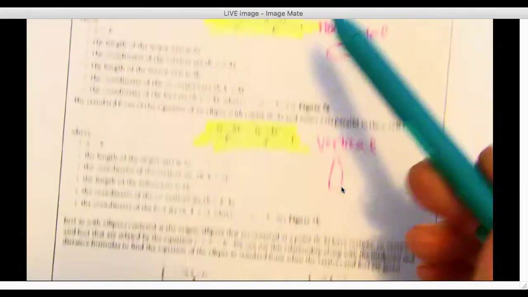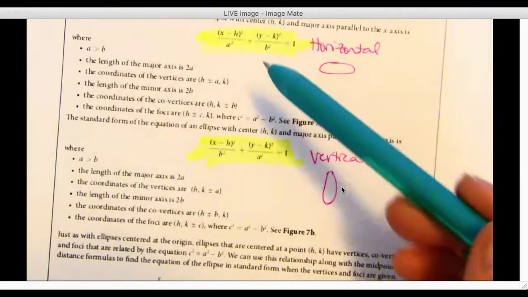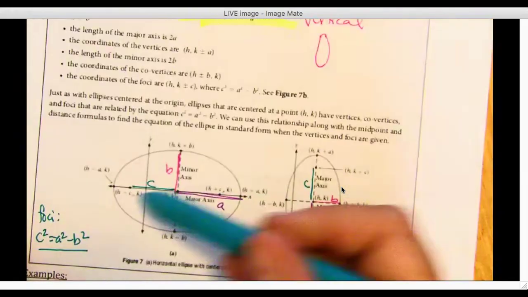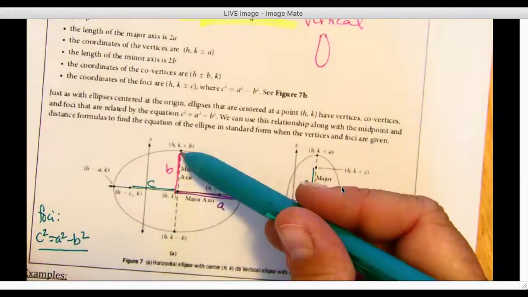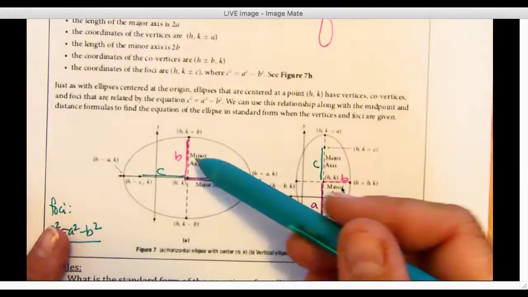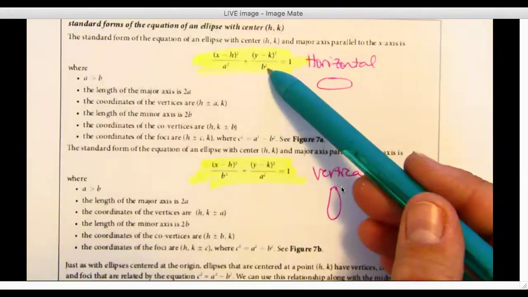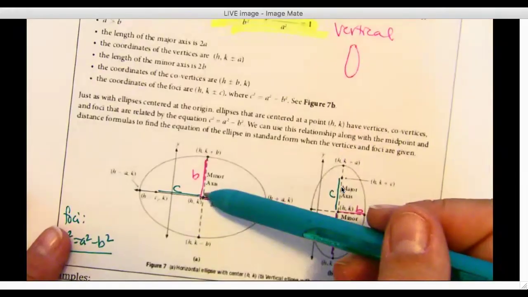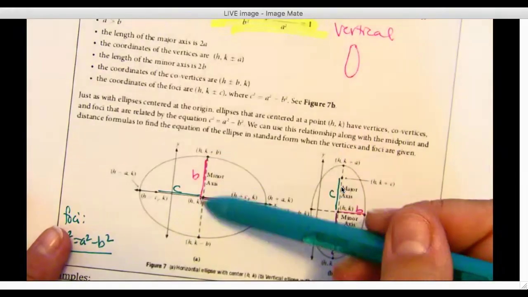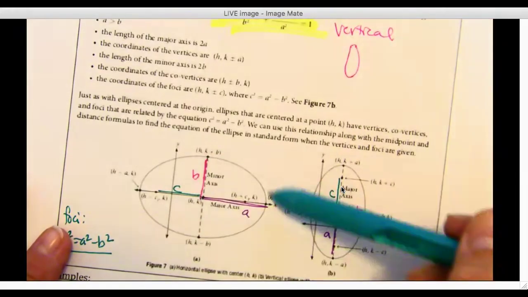Those give us our vertices. Then whatever your b value is tells you your co-vertices, going out that smaller number. So let's say b squared is 9. Then your b value would be 3. You'd go up 3 and down 3, and that would give you your ellipse.